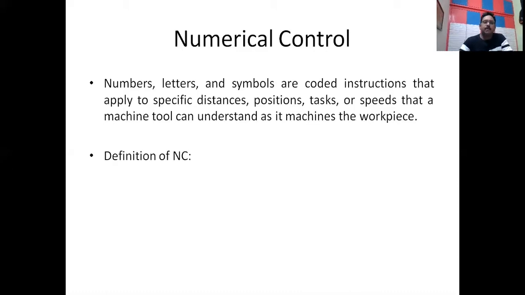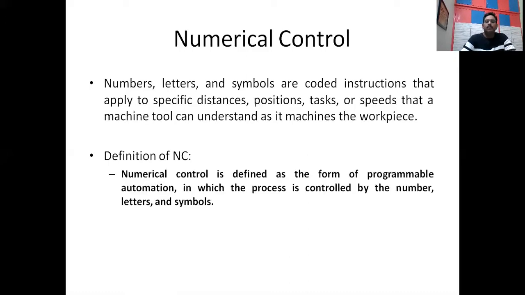So let us give a proper definition to numerical control. Numerical control is defined as a form of programmable automation in which the process is controlled by numbers, letters, and symbols. So numerical control is defined as a form of programmable automation in which the manufacturing process is controlled by them. When we talk about numerical control, it can be applicable not only to machines, but to any operations.